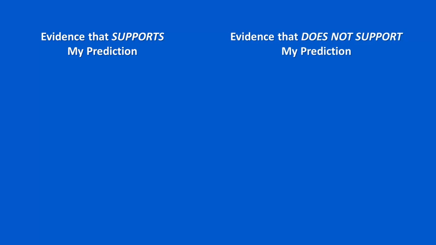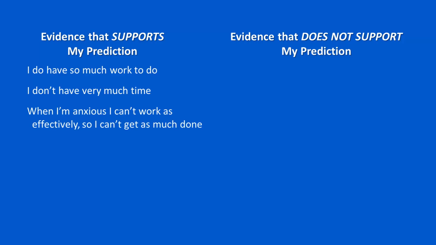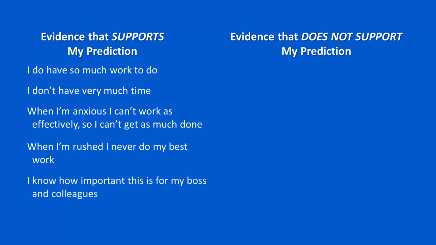So maybe the evidence for is something like, I do have so much work to do. I don't have very much time. I know that when I'm anxious, I'm not able to work as effectively as I usually do, so I can't even get as much work done as normal. When I'm rushed, I never do my best quality work. And I know how important this project is for my boss and my colleagues.